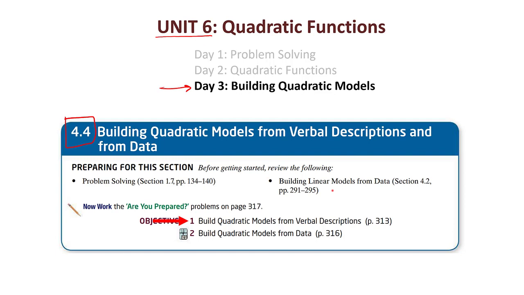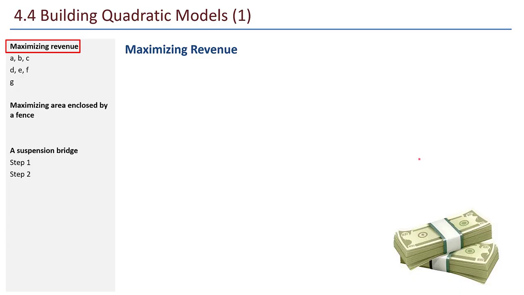We'll just look at the first objective, which is basically looking at 3 nice examples. Our 3 examples will be maximizing revenue, maximizing area enclosed by a fence, and a suspension bridge. So these are 3 examples that involve quadratic functions, and we can use quadratic functions to help solve some problems.